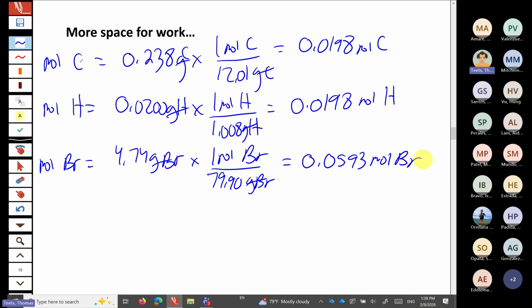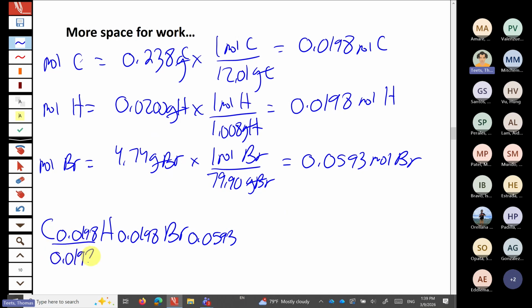All right, we have moles of each element, and now we just have to find the smallest ratio to get the empirical formula. C 0.0198, H 0.0198, Br 0.0593. We divide all of those by the smallest of those, which is 0.0198.